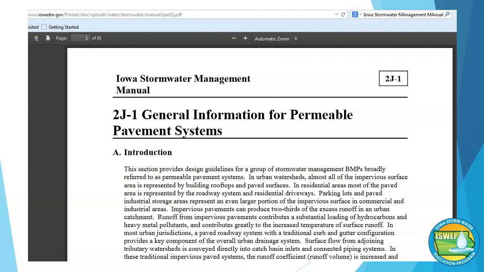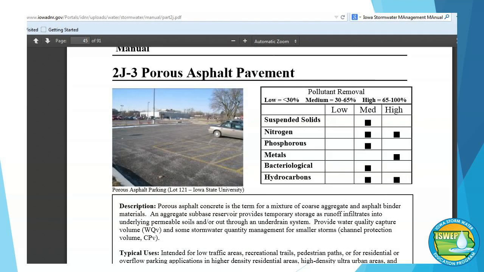And then we're into permeable pavement systems. And so the permeable pavement systems, we have a number that are available. I talked a little bit about the porous asphalt. The surfaces themselves, that is what differs between the permeable pavers versus asphalt and concrete.